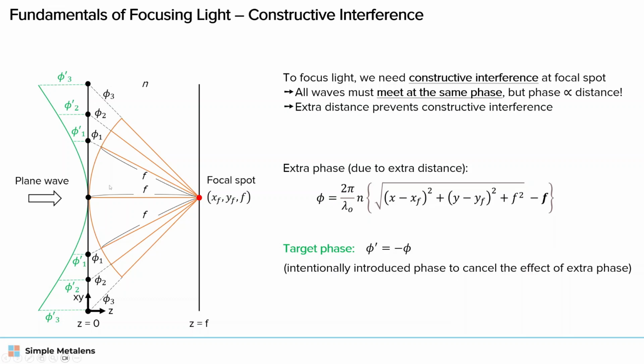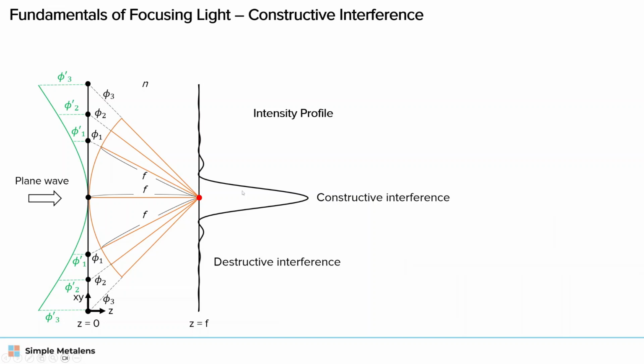So now with the target phase, all these spherical waves are going to meet at the same phase at the focal spot, and there we're going to have constructive interference. And the magic that happens is that destructive interference occurs on the rest of the area in the focal plane, and we're going to have an intensity profile that looks like this, given by a sinc function.